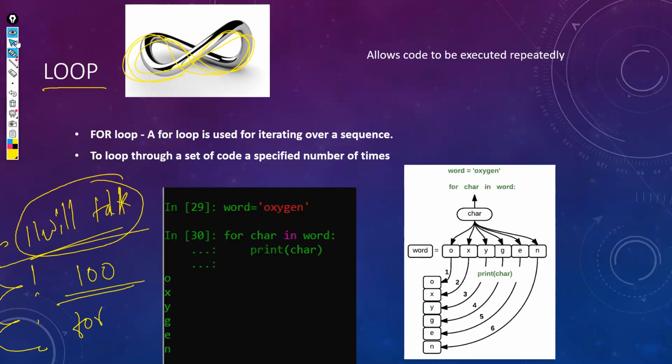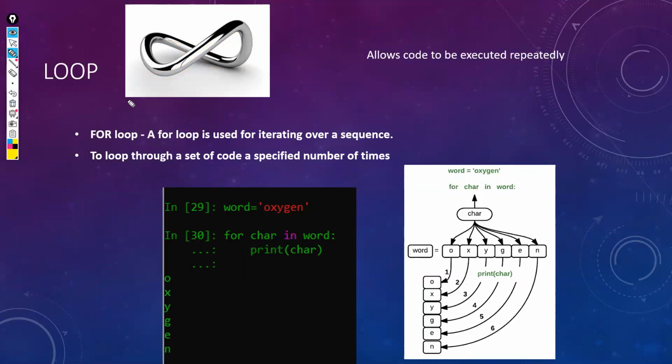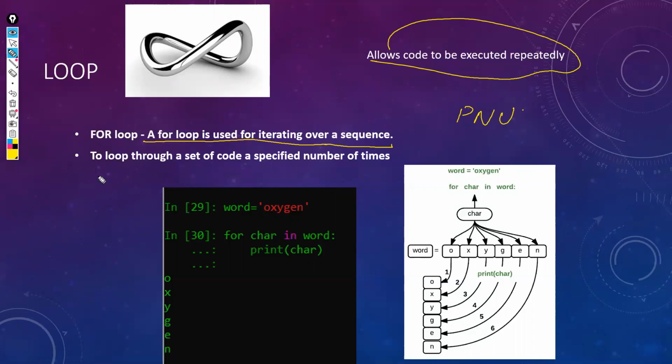In the same way, in our previous question, we need to go through each character again and again, like P and U. That is why I'm using a for loop here, to go through each character again and again. That is a repeated task. A loop allows code to be executed repeatedly. A loop is used for iterating through a sequence. Our sequence is the characters P and U in the previous word. A loop can also run a set of code a specified number of times.